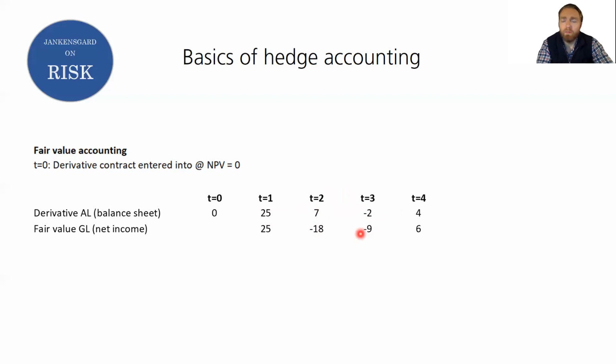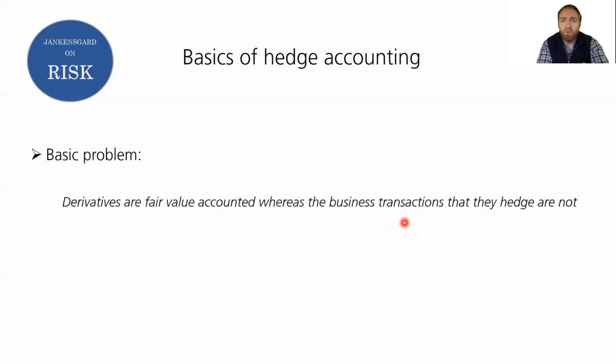So whenever there's a change in the derivative fair value, that has to be reported as a gain or loss. And this is what some managers are not too fond of, to put it that way. They find this annoying and a problem, that you have to report fair value gains and losses in the net income statement. And it happens because the business transaction that they hedge is not allowed to be fair value accounted.